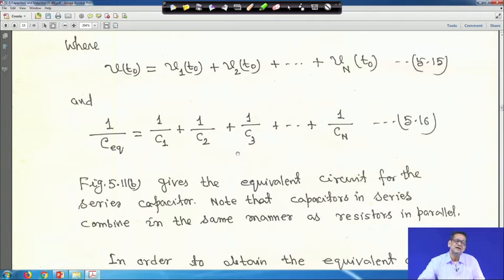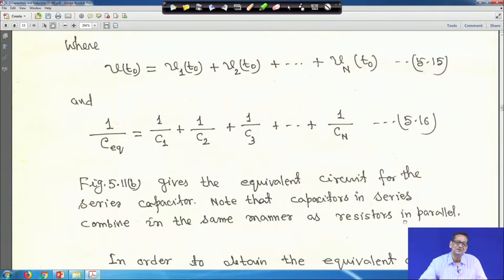When we are obtaining resistance in parallel, it is the same thing for capacitors in series. The calculation is the way we combine parallel resistors to find equivalent resistance; for a series connection of capacitors it is just the opposite, the way you obtain it mathematically. So, it gives the equivalent circuit for the series capacitor. Note that capacitors in series combine in the same manner as resistance in parallel.